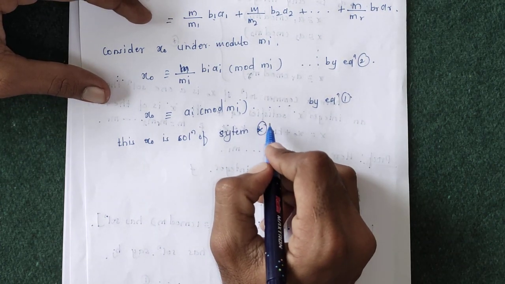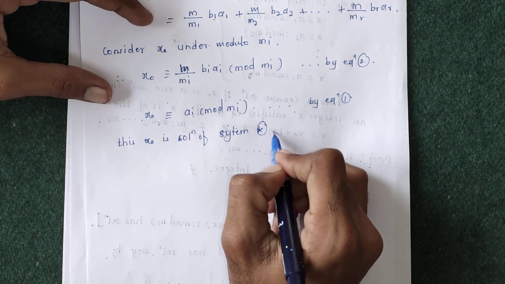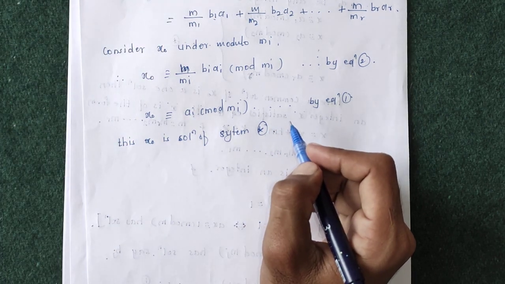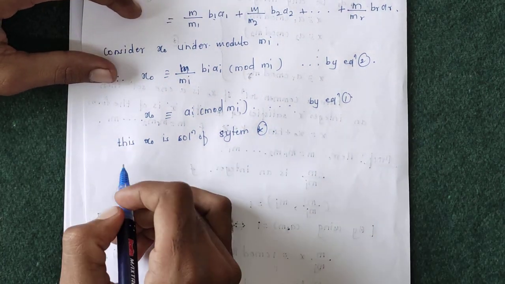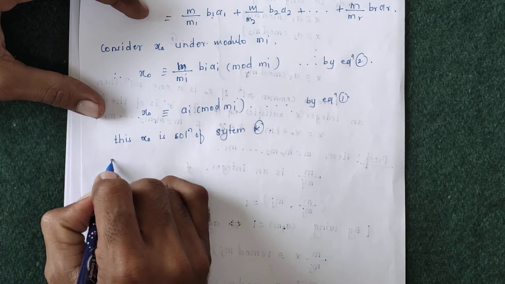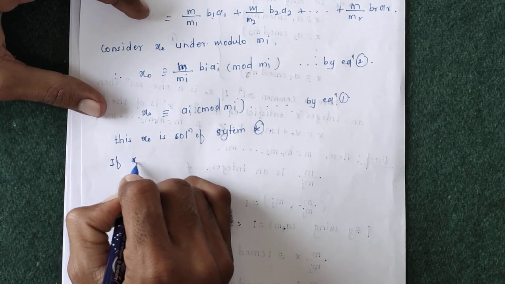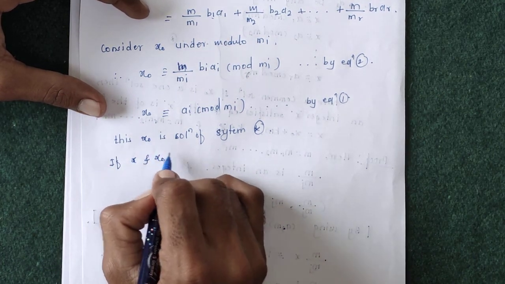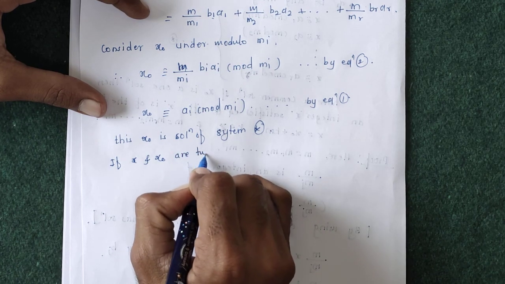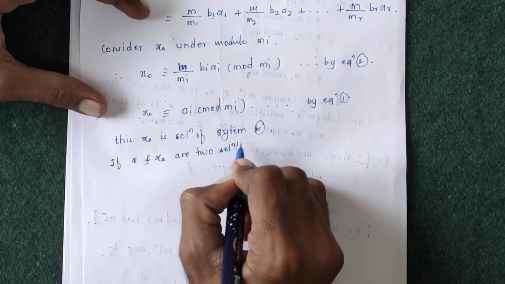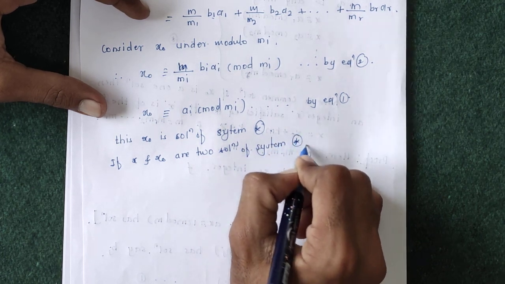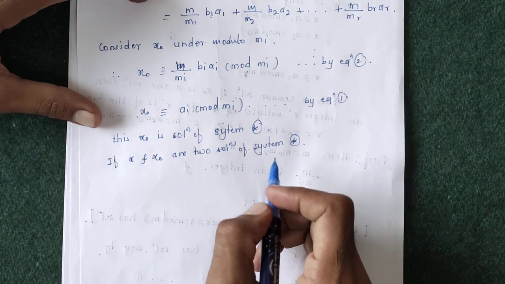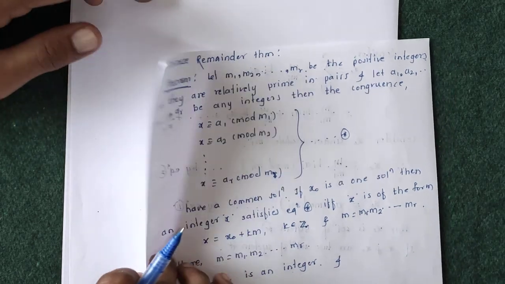Now we are going to prove that the other solutions are of the form x naught plus mk. Take x and x naught as two solutions of the system star, which means x satisfies this system and x naught again satisfies this system.